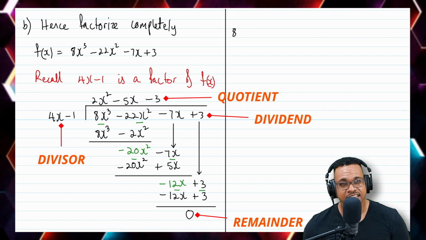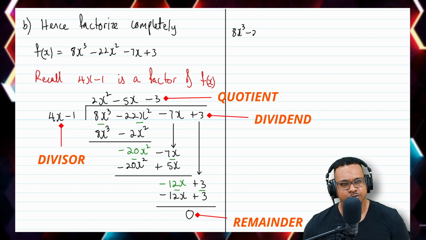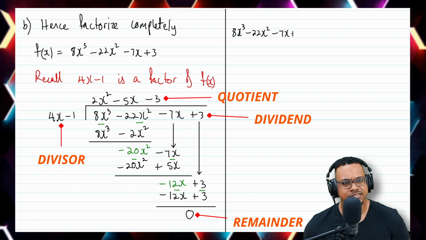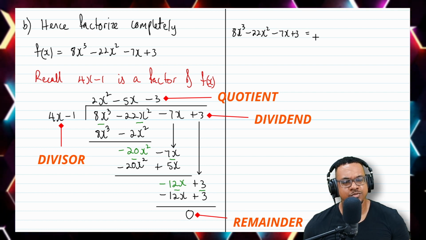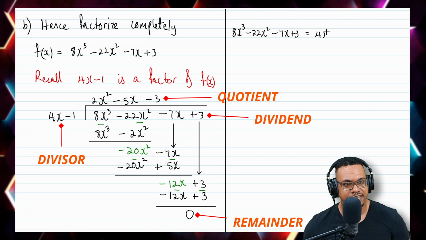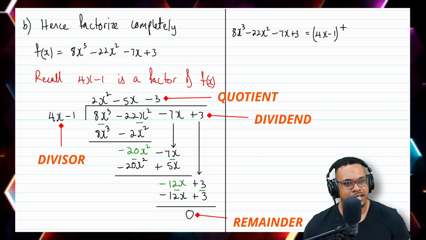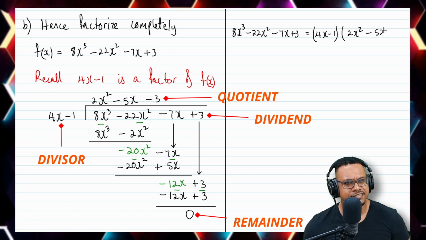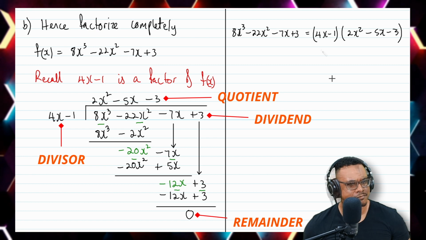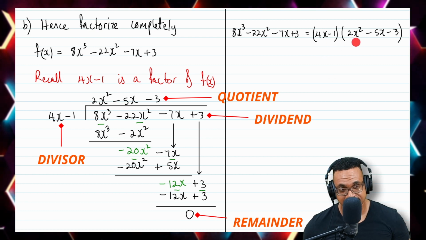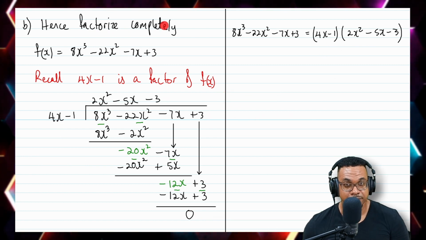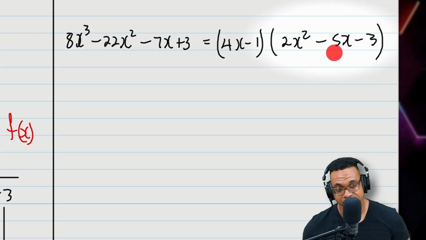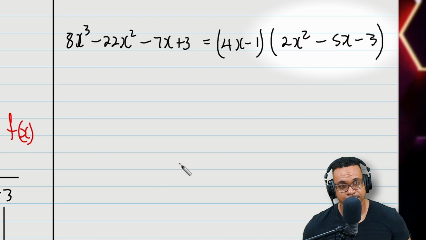So now I'm going to say 8x cubed, take away 22x squared, take away 7x plus 3 is equal to my divisor, 4x, take away 1, multiplied by my quotient, which is 2x squared, take away 5x, take away 3. Now, essentially, we have factorized here, but the question says to factorize completely. So we still need to check if this quadratic could be broken up into two linear factors. So let's see if we could factorize this quadratic.